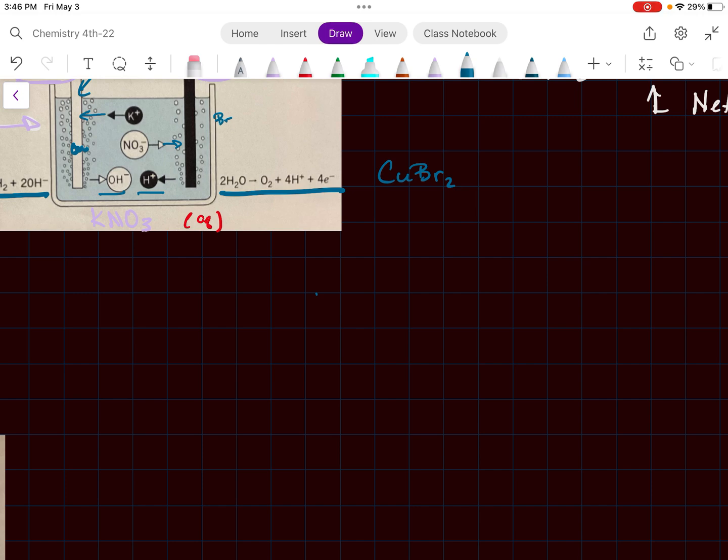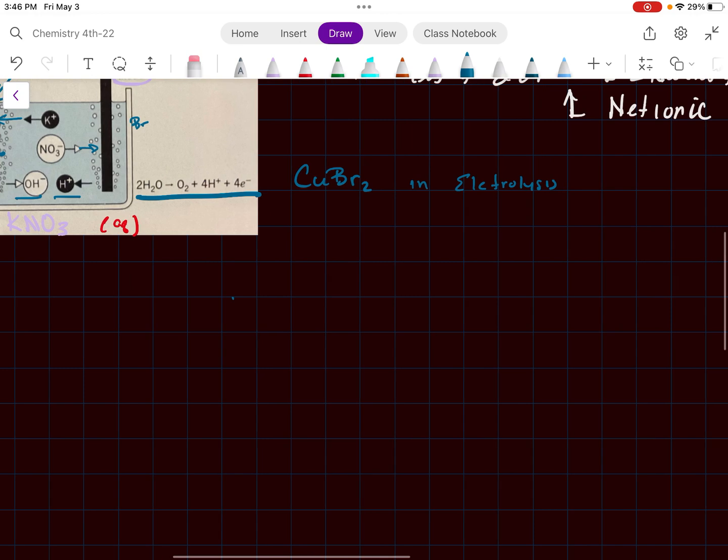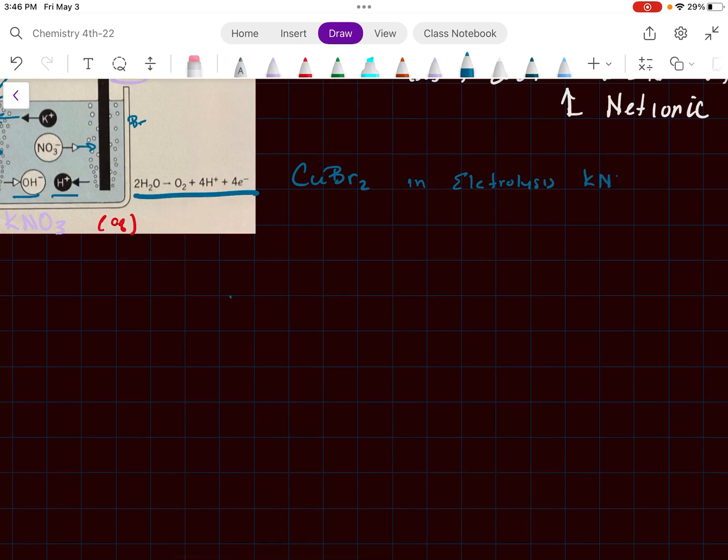So let's go over how that goes. Let's say you have potassium bromide in electrolysis with potassium nitrate, just like we have here. By looking at this, we can see and predict the products that are going to happen if the solution is made up of copper nitrate. This is the salt, this is where the electrolysis is going to happen. So what we're going to do is see if we can provide the net reaction.